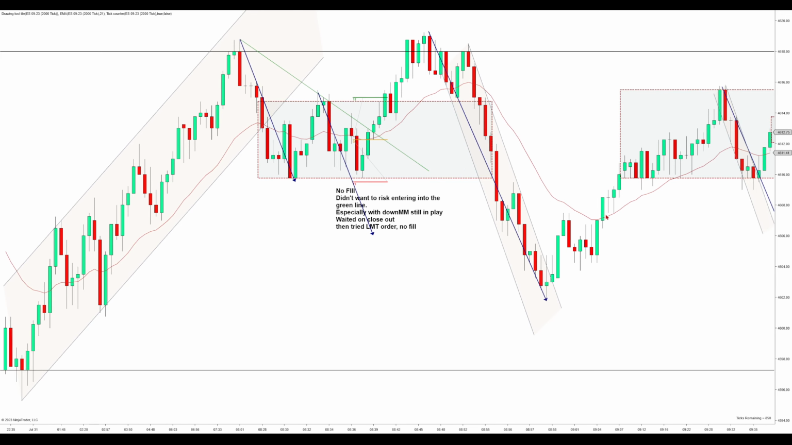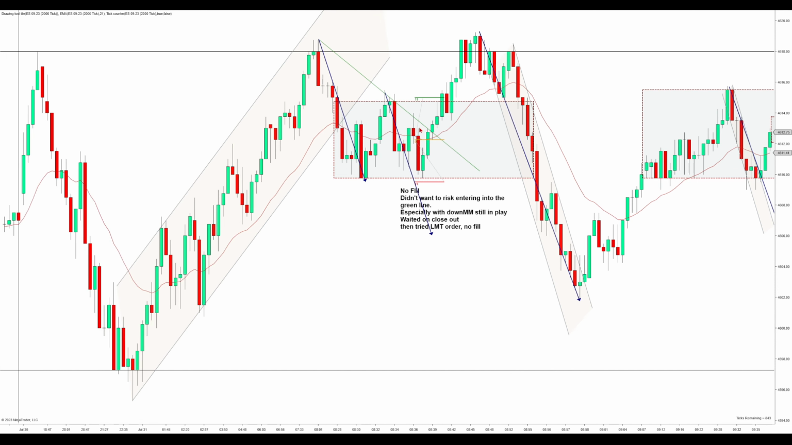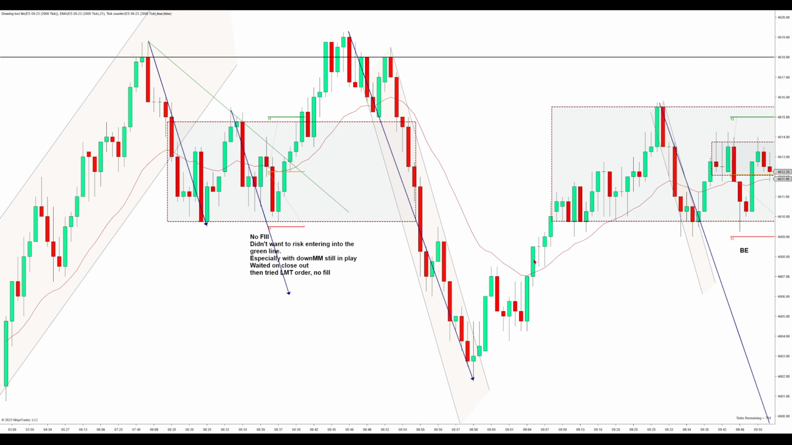And now I was hoping to get like a big picture failed second entry here, kind of like this, because this is basically a big picture failed second entry. I don't know if I mentioned that, but you have this first entry short, second entry short, failure. So I was hoping for something like that here.